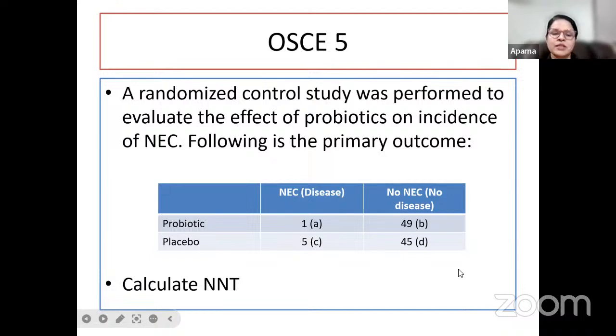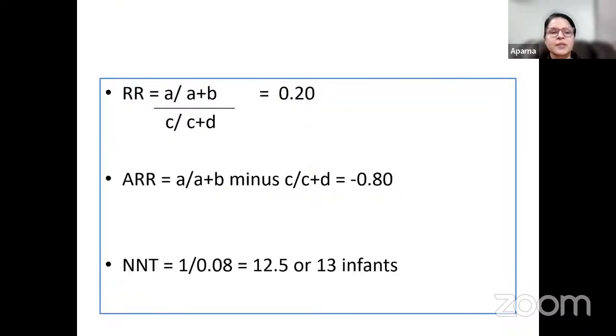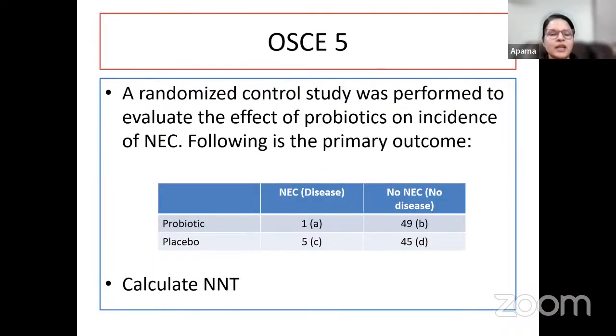And the incidence of NEC in the placebo group was 5 by 50. So what is the relative risk, absolute risk reduction, and NNT? That is the question. Now, relative risk is represented by the incidence of disease in the exposed divided by incidence of the disease in the non-exposed. What is the disease here? Necrotizing enterocolitis. And what is the exposed group here? That is the group that is receiving probiotic.